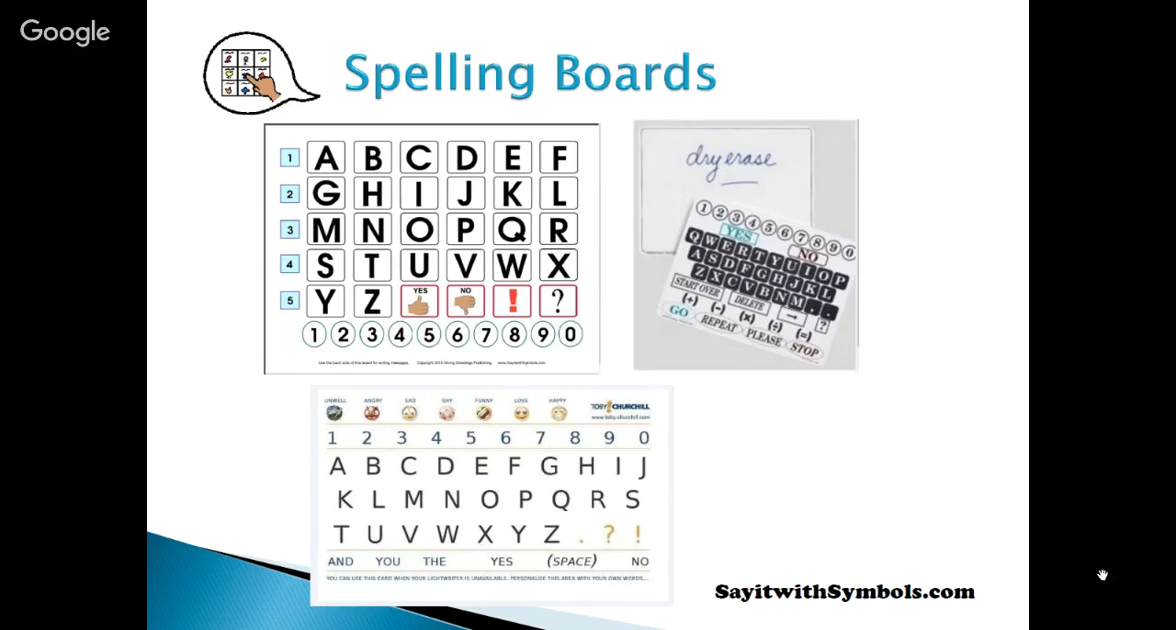This is a standard ABC. This one is a QWERTY keyboard arrangement. This is actually on a plastic, fairly durable plastic. And the bottom one is from Toby Churchill, and you can print out these as needed. So there are a variety of different kinds of spelling boards out there. So again, these are a really great option for people who may not be able to speak but can still spell and read.